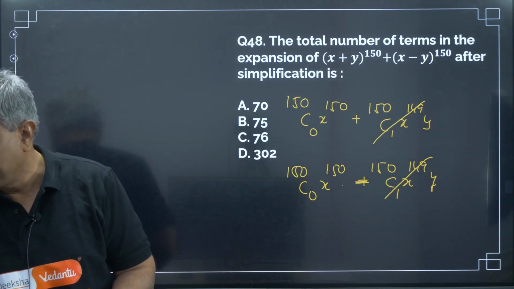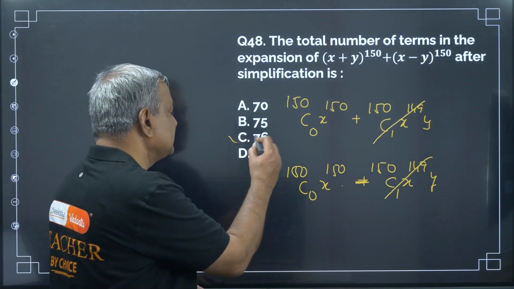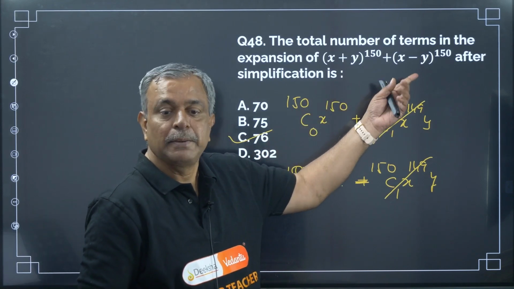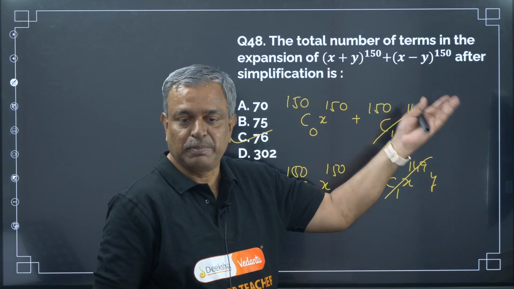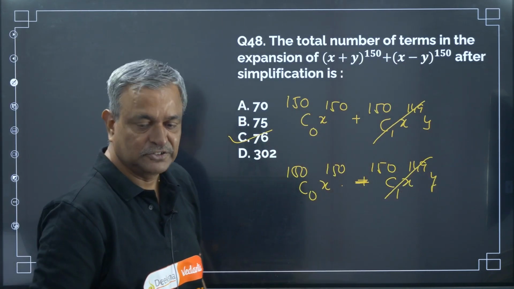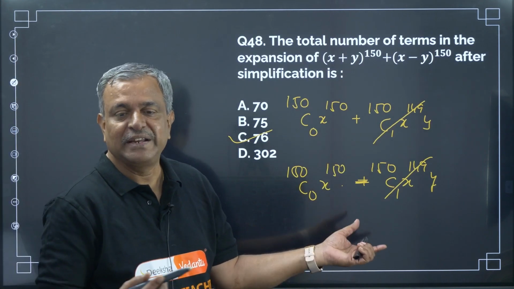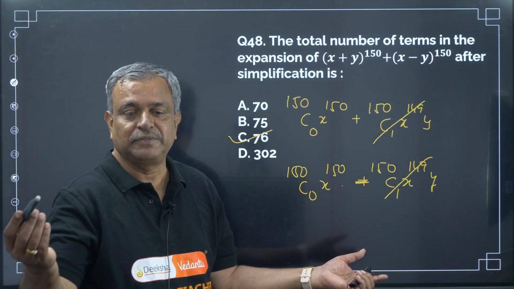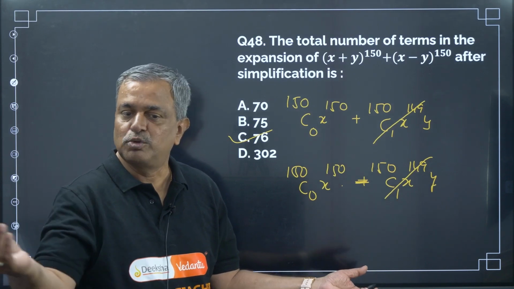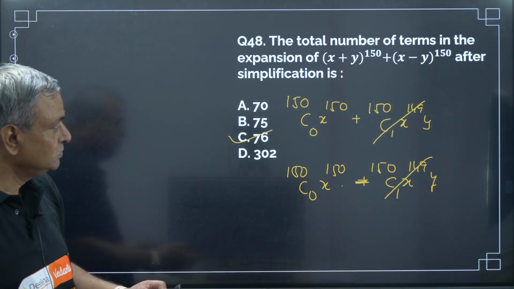Option C is correct. The number of terms will be 76. So 150 by 2 is 75, and 75 plus 1 will give you 76. Why are we doing plus 1? Take a simple example, (x + 5) whole square plus (x − 5) whole square, and you can understand.